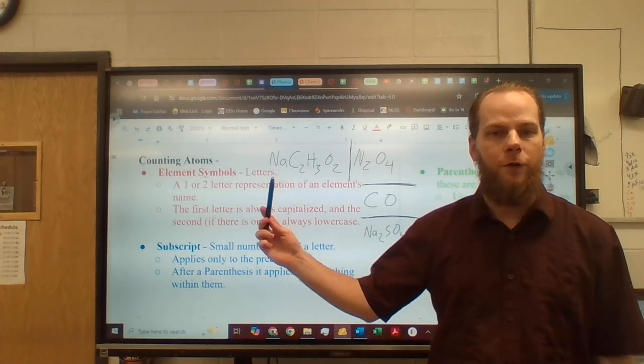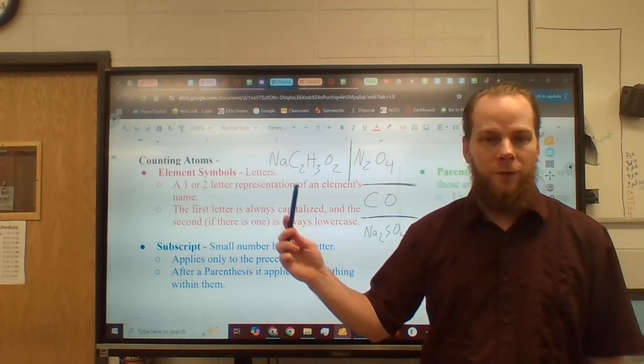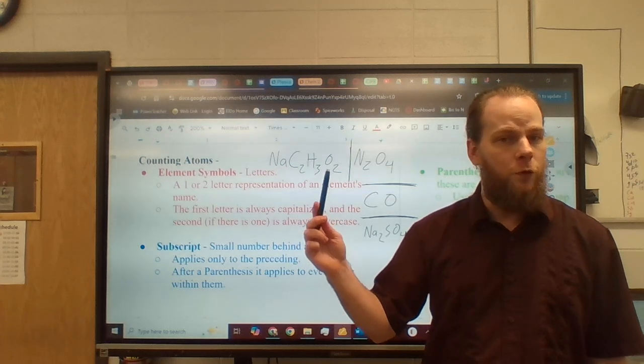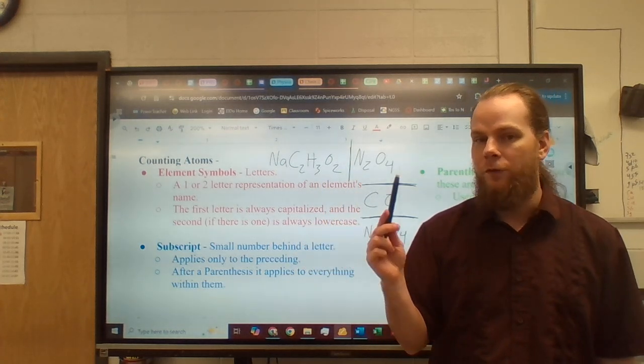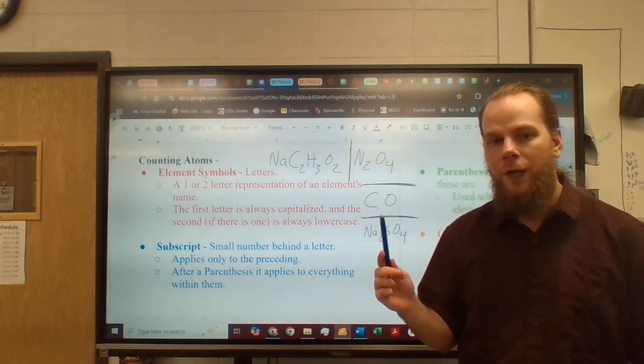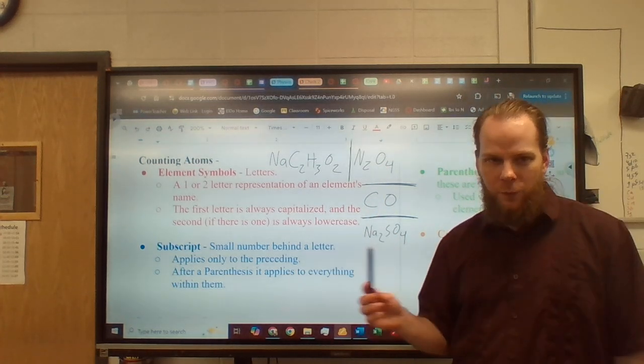So here, there is a 1. So Na, there's only 1. There are 2 carbons, 3 hydrogens, 2 oxygens. In this one, there are 2 nitrogens, 4 oxygens. In this one, there's 1 of each. But what about in this one?